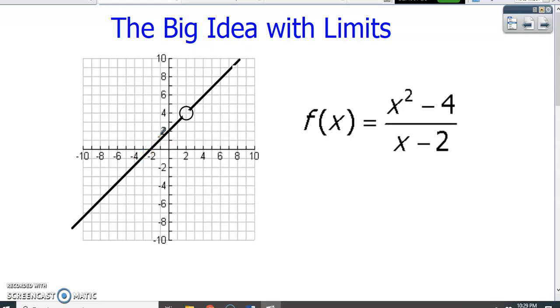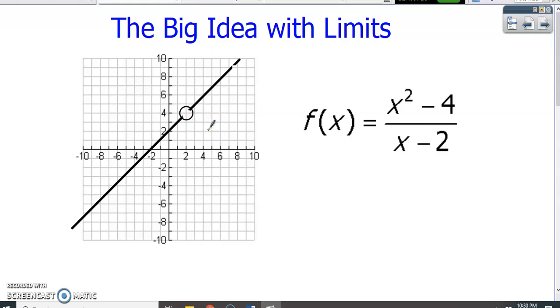Picture a little ant walking up towards 2, really close, towards an x value of 2 from the left-hand side. And then picture another ant walking really close to an x value of 2 from the right-hand side. What are both those ants doing? They're getting really close to a y value of 4, the actual value of the function. Now, will they actually reach there? No, sadly, they'll fall in that hole. But do they get really close to 4?